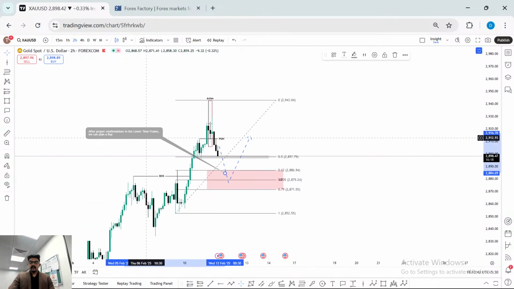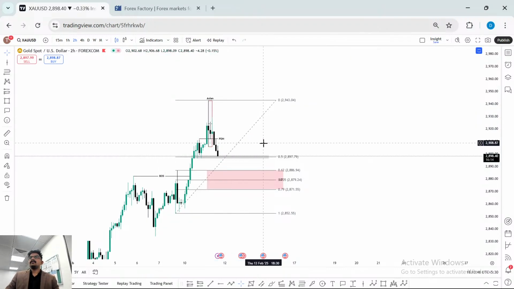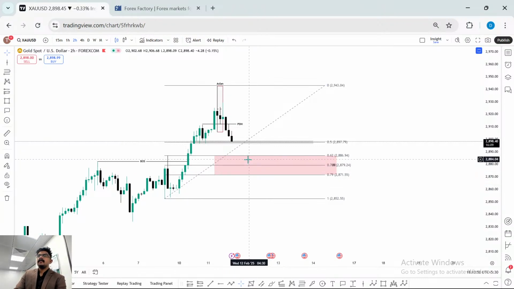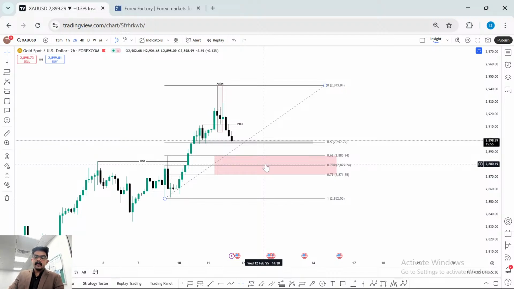Gold as of now has not come to a zone. Let it move into this particular zone and then we'll plan a trade. That is better. I don't feel like 0.5 is a safe area to go for a buy. So these are the best price levels for a buy, and we'll plan a buy from this particular zone.